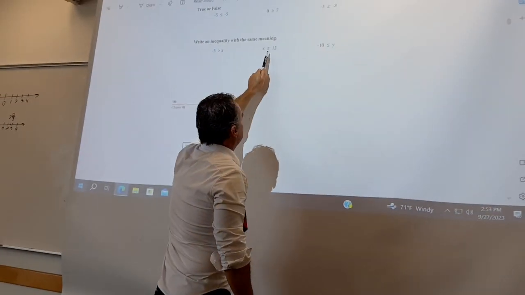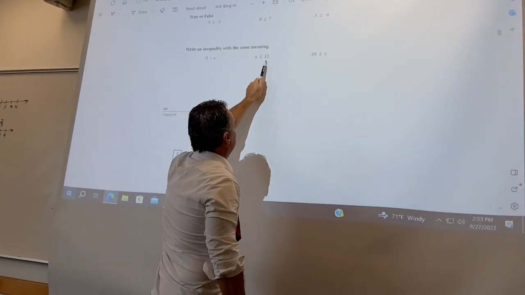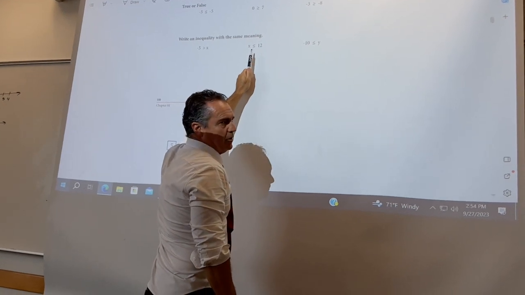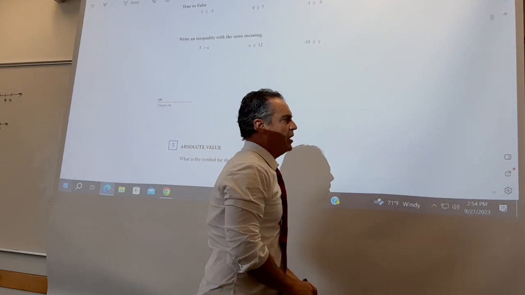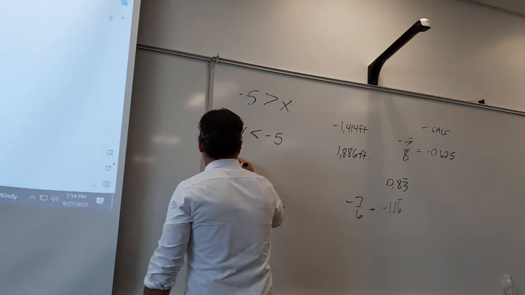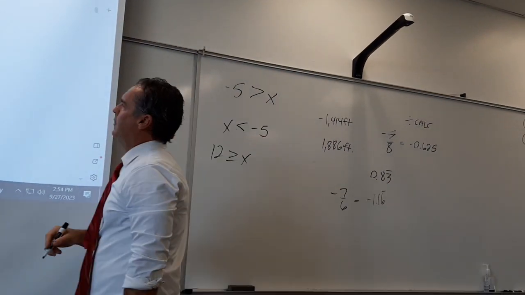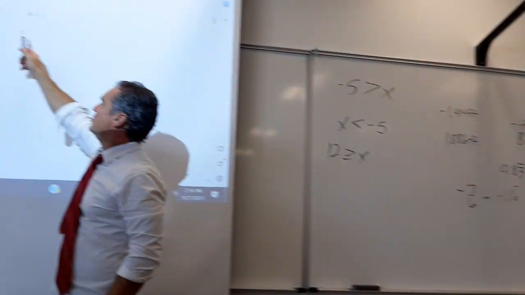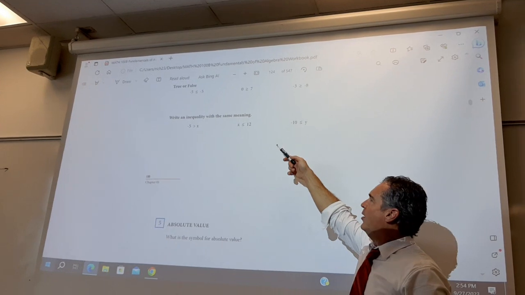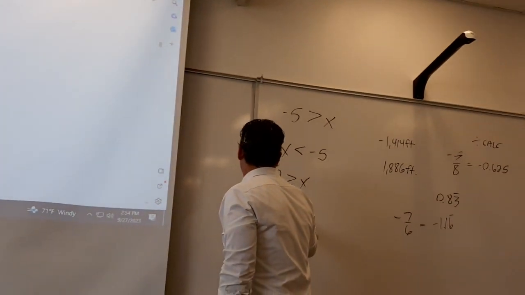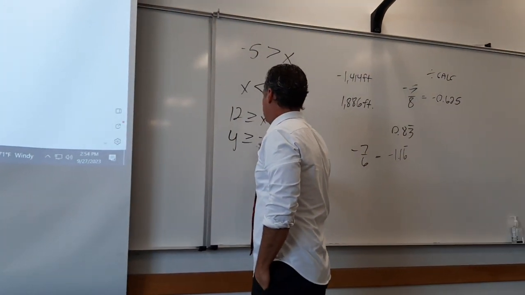X is less than or equal to 12. So what's the other statement? 12 is greater than or equal to x, right? Next one, negative 10 is less than or equal to y. What are we going to write? Y is greater than or equal to negative 10.